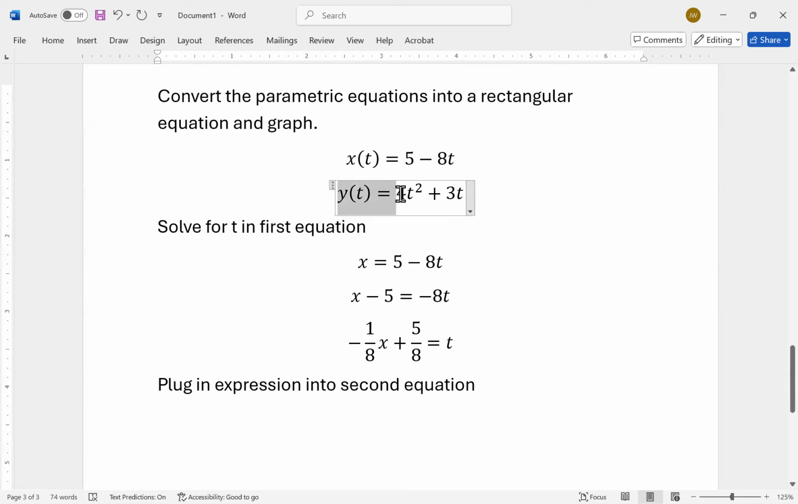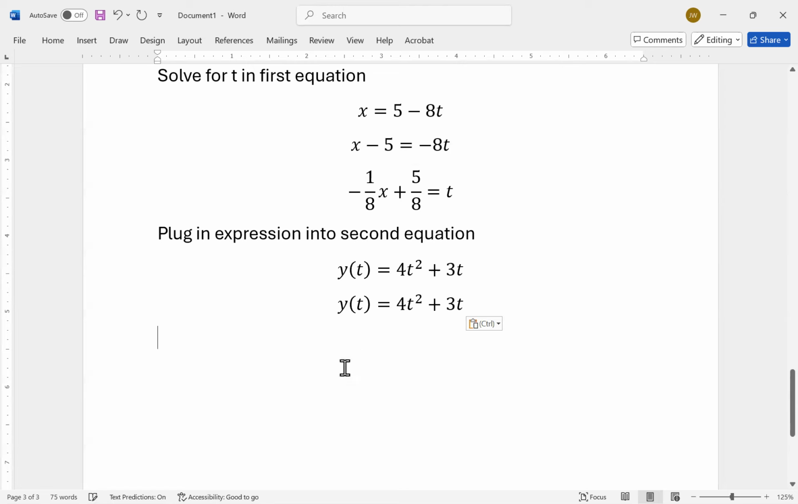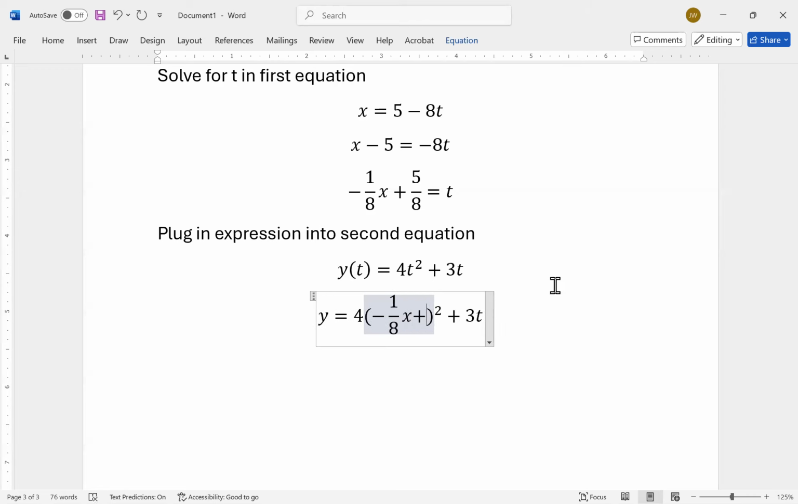So I take this y of t equation. I will just again use the notation y equals. It'll make my life a little bit easier. And then everywhere I see a t, I replace it with -1/8 x plus 5/8.